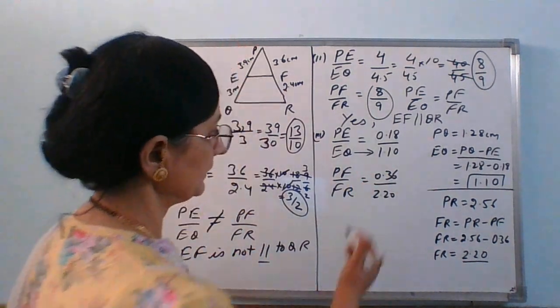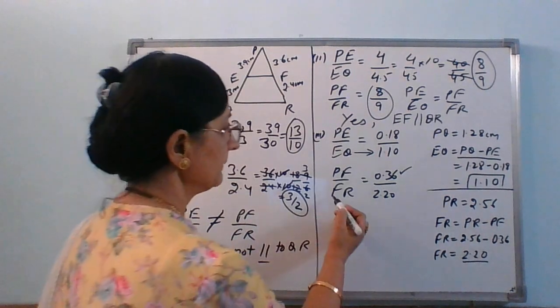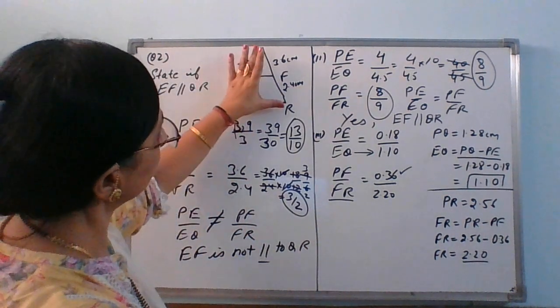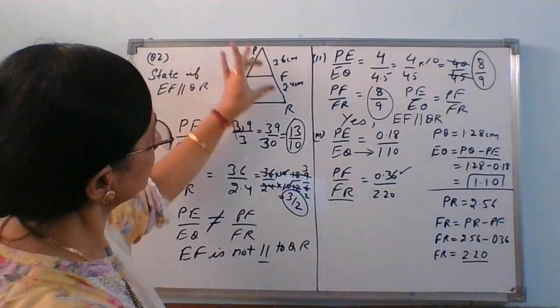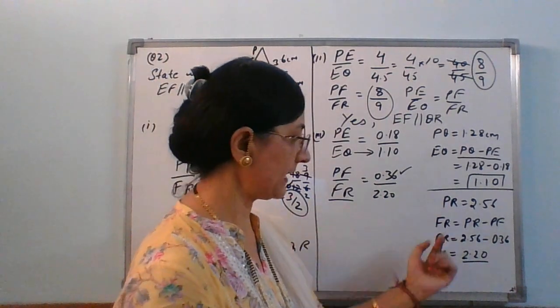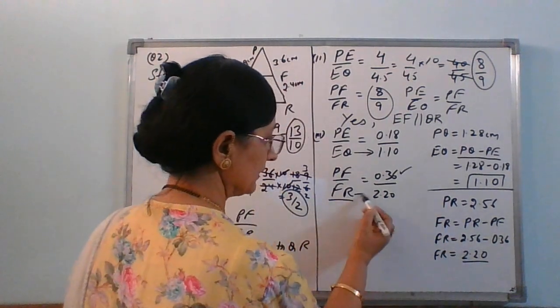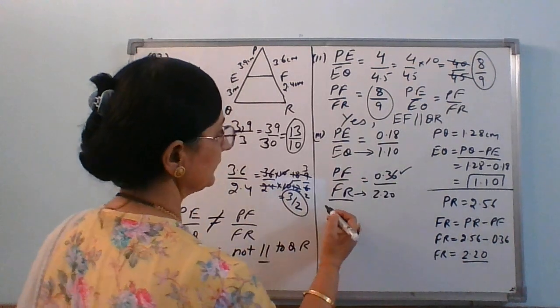Similarly, PF is given here, right? We don't have FR. We have PR. So PR minus PF will give you FR. So just subtract and find out FR. And that was 2.20. Now let us calculate here.